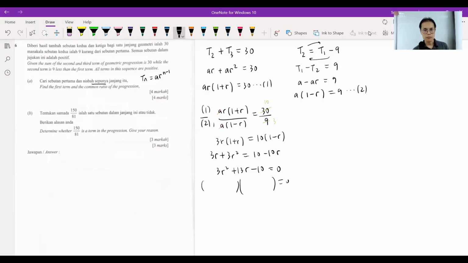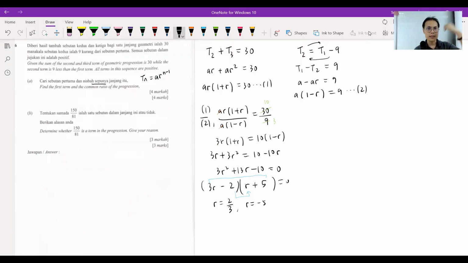Double bracket, factorize. 3 times 10 is 30. I should use 15 and 2, not 15 and 3. 15 and 2, 15 minus 2 is 13. This is 15, this is 2. 15 should be positive, minus 2, yeah, negative. So my R here is 2 over 3 or negative 5.